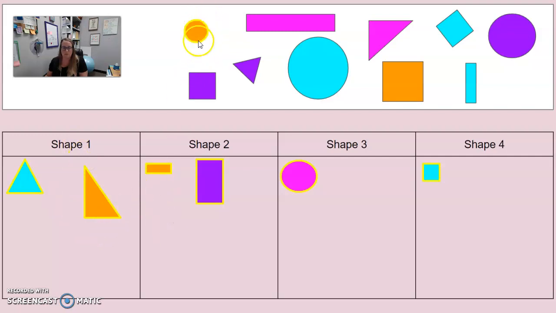All right, next one is this orange shape. Is it going to go in shape 1, 2, 3, or 4? Hopefully you said shape 3 because it looks similar to this one. They're not the same size and they're not the same color, but they are the same shape. All right, what about this one? Where's it going to go? Turn and talk to somebody. Should it go in shape 2 or should it go in shape 4?